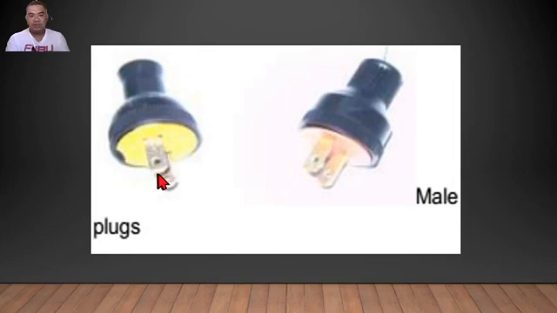As you can see, we have two metallic plates here. These two metallic plates are the ones that are going to be inserted on the convenience outlet.